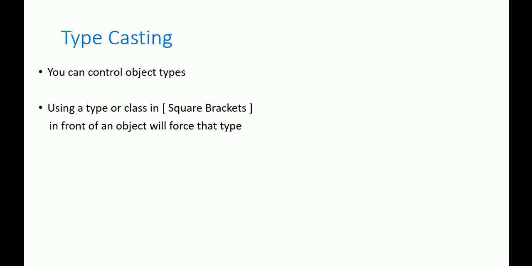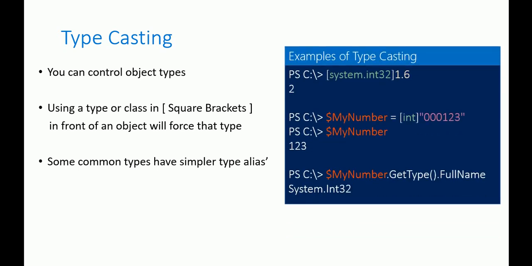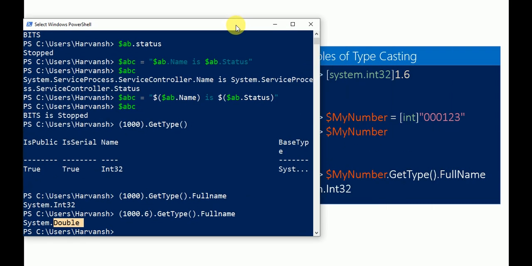Let's understand the second scenario, which is casting. You can control the object type using a type class in square brackets in front of the object, which will force the data type, and some common types have a similar type alias. So this is the way you can use casting on your data.